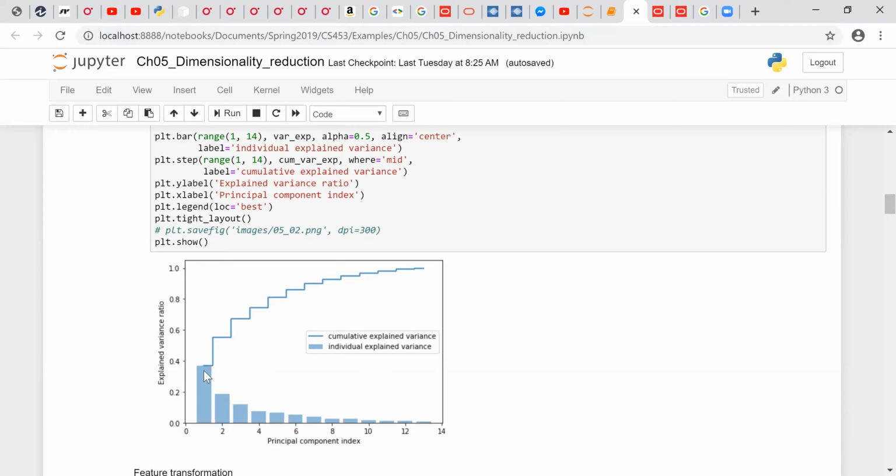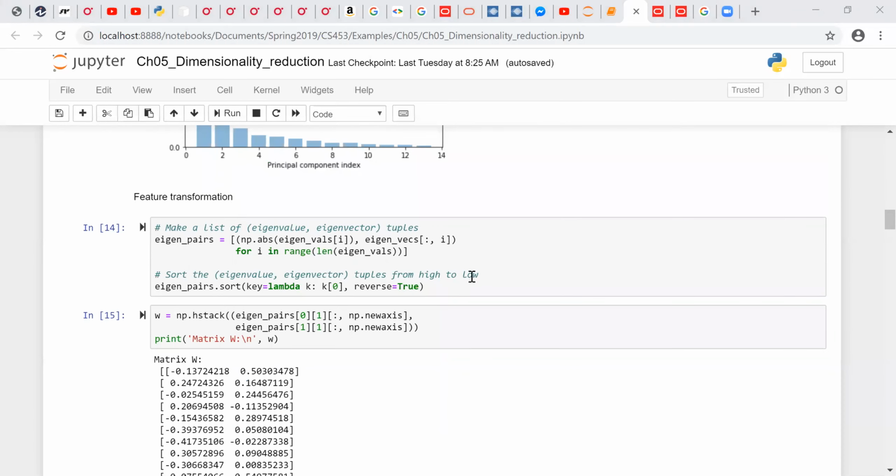The step line tells us the cumulative sum. That's why, at the very end, it almost reaches 1, because you sum all of them up. So that's the idea about that part.